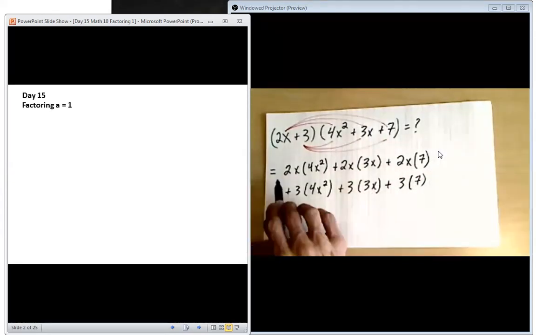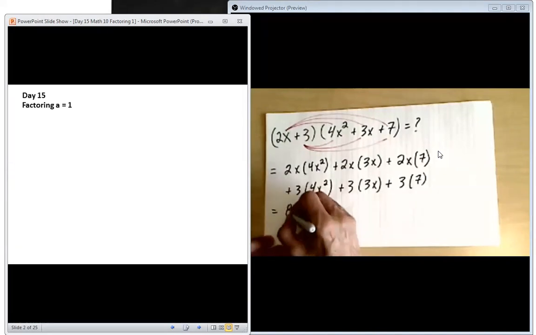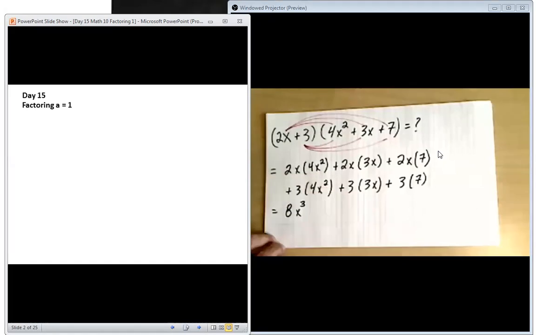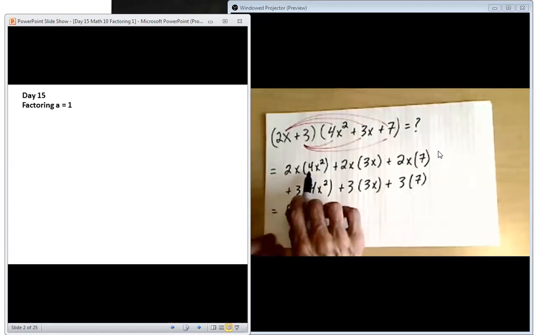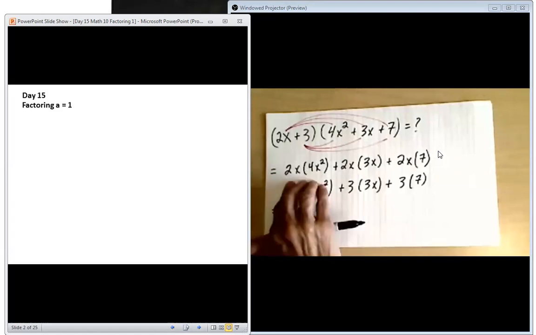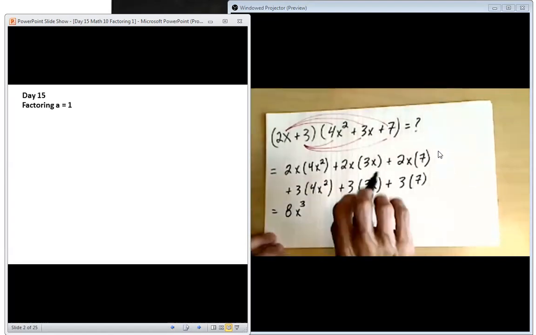First term, what do we got? 8. 8 for sure. What about the exponent now? X to the 3. Nice. X to the 3. And 6x plus, yeah, first term. Jumping ahead, I know. The next one.